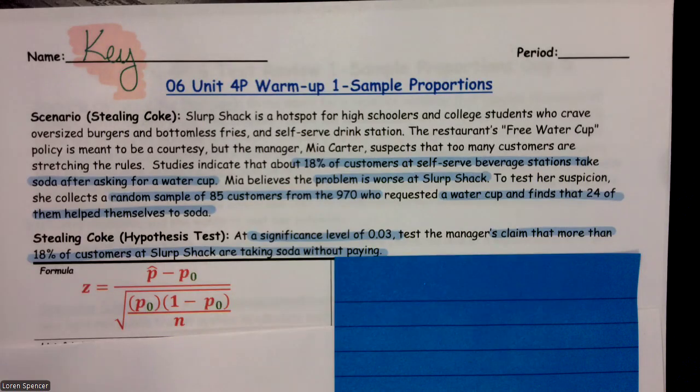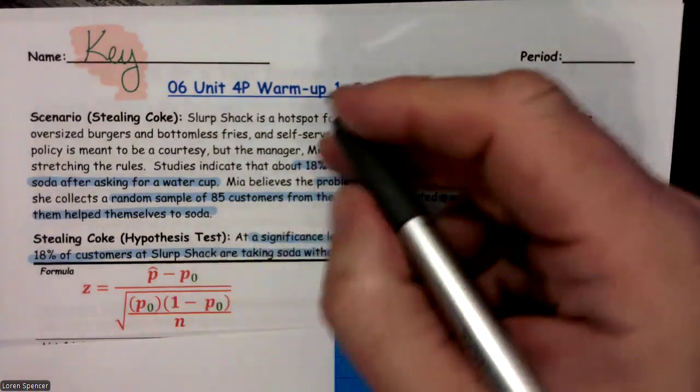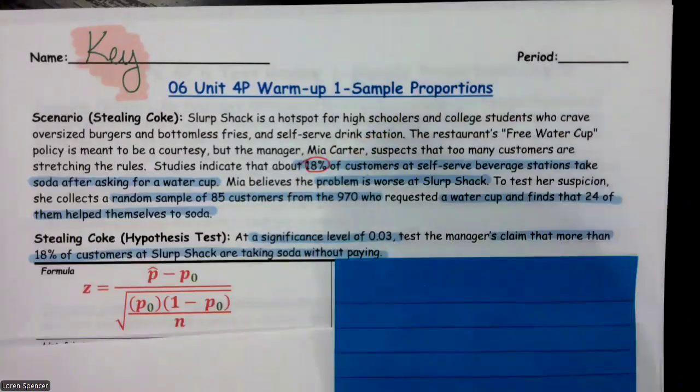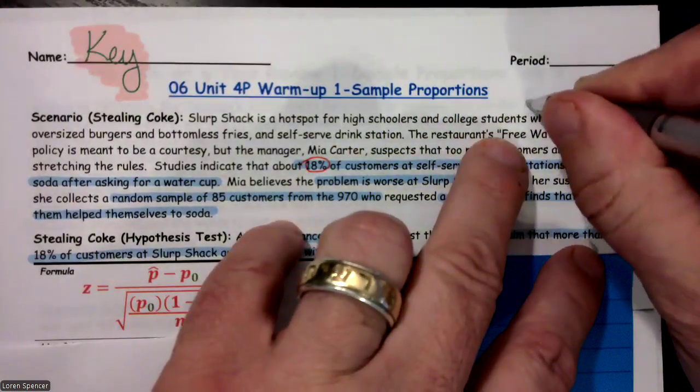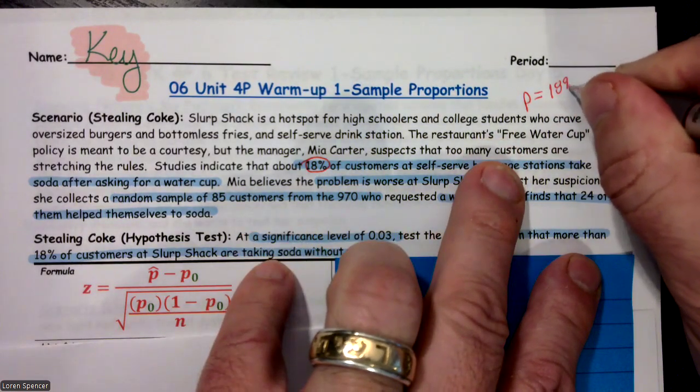So, scenario: stealing Coke. Slurp Shack is a hot spot for high schoolers and college students who crave oversized burgers and bottomless fries and self-serve drink stations. The restaurant's free water cup policy is meant to be a courtesy, but the manager, Mia Carter, suspects that too many customers are stretching the rules. Studies indicate that about 18% at self-serve beverage stations take soda after asking for water. So about 18% seems like that's going to be our claim. So it seems like we have a population proportion of 18%.